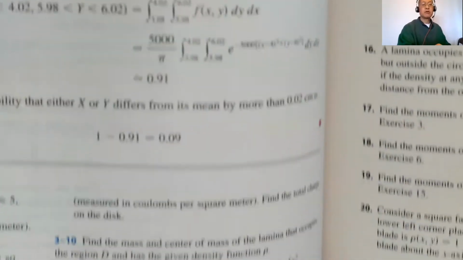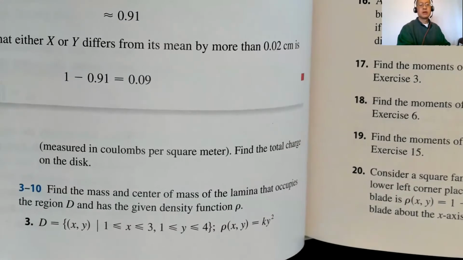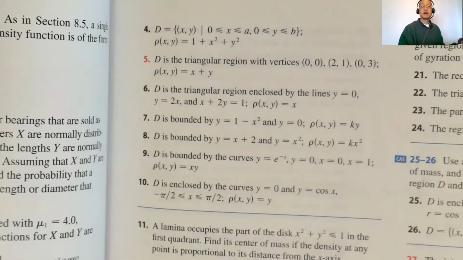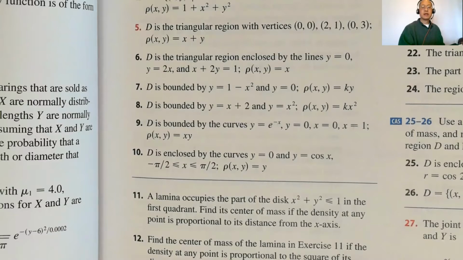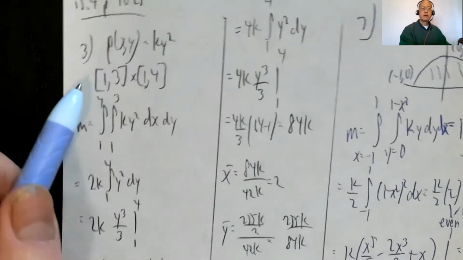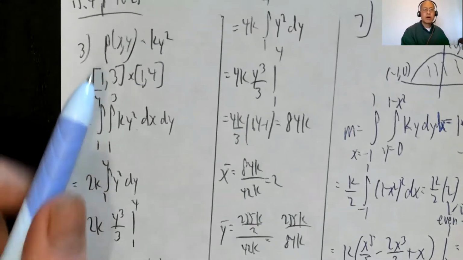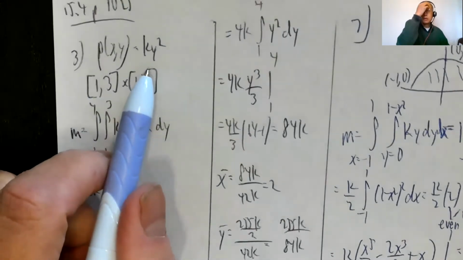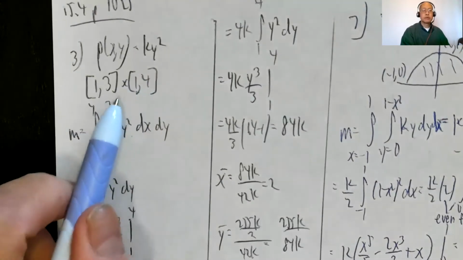Page 1024. Problems 3, 5, 7, 9, and 11. All right, so number 3, rho of xy is ky squared, over the rectangle 1 to 3 cross 1 to 4.